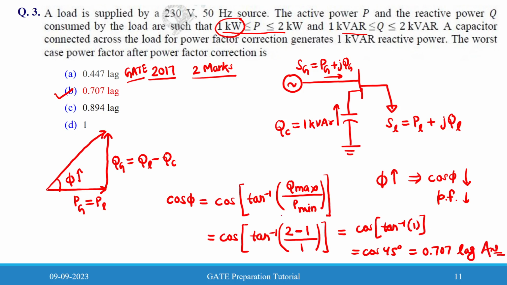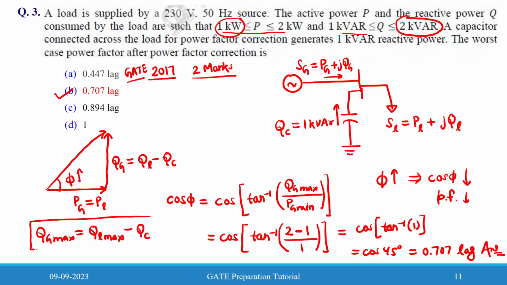Here Q max means 2 minus 1, sir. Yes. You can more specifically write QG max, meaning the reactive power being supplied by the generator. Sir, I have one doubt. Can you clear why Q max is nothing but 2 minus 1? Because QG max will occur at what reactive power? If you take load reactive power at 1 kVAR, then it will be 0. So you have to take the maximum value, this 2 kVAR load reactive power. QG maximum is equal to QL max minus QC, right? So QL maximum will be 2 and QC is fixed, so you cannot change this. So 2 minus 1, this is QG max.